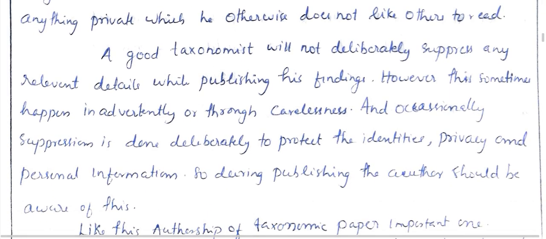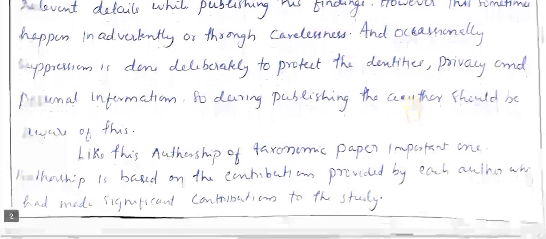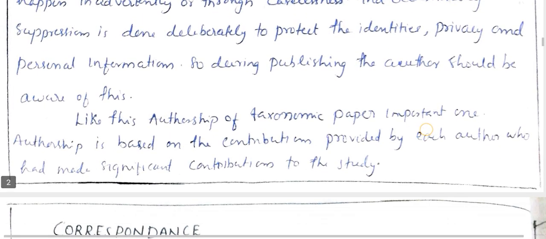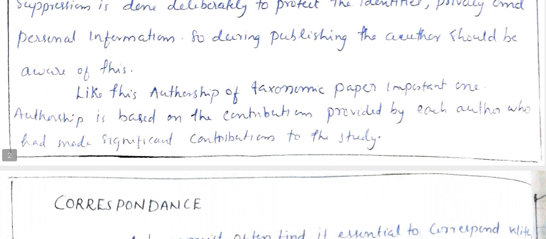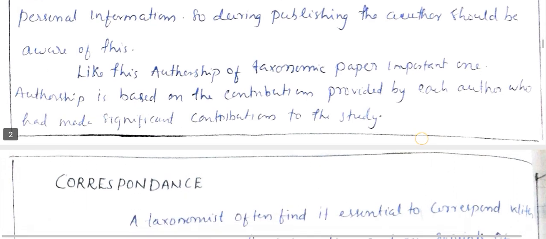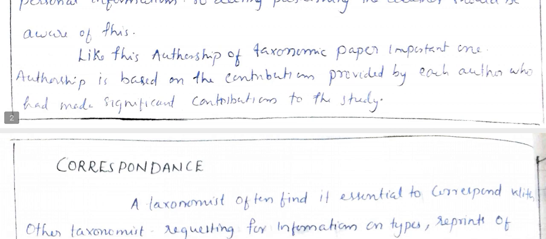A good taxonomist will not deliberately suppress any relevant information while publishing his findings. However, this sometimes happens in ignorance, and occasionally suppression is done deliberately to protect one's identity, privacy, and personal information. So, authorship of a taxonomic paper is an important one. Authorship is based on the contribution provided by each author who made significant contributions to the study. So, correspondence.